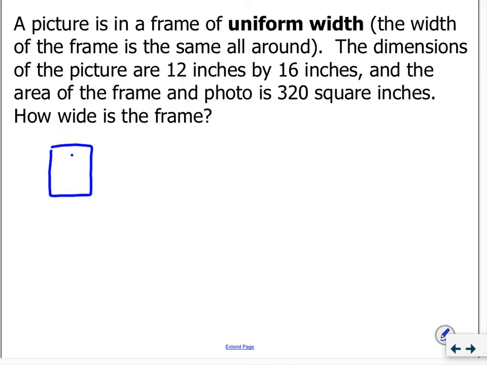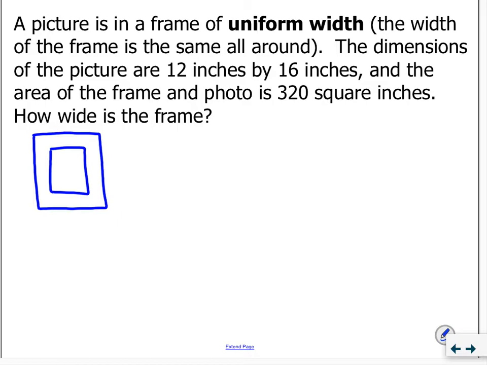Here's the picture. Maybe it's a picture of your favorite math teacher. Oh, that's so nice of you. So you have the picture, and then you have a frame around it. And the frame has the same width all the way around it.